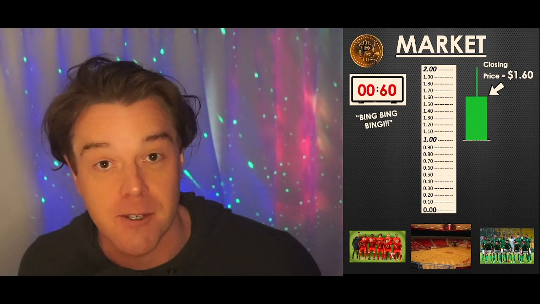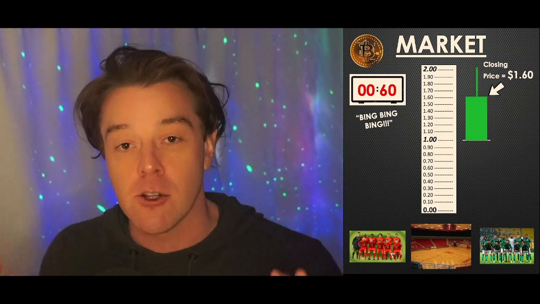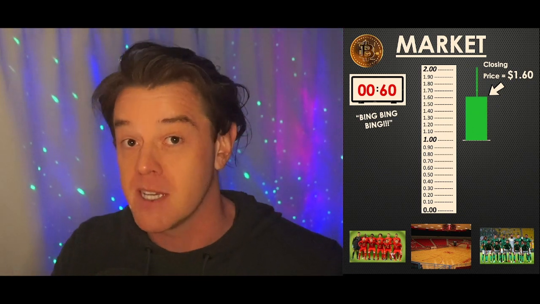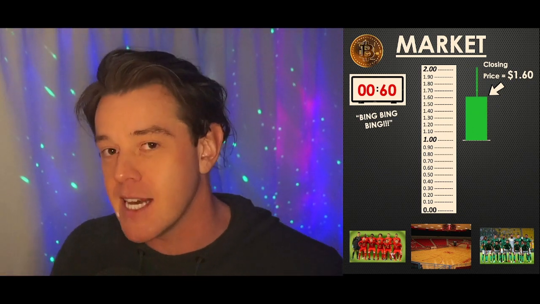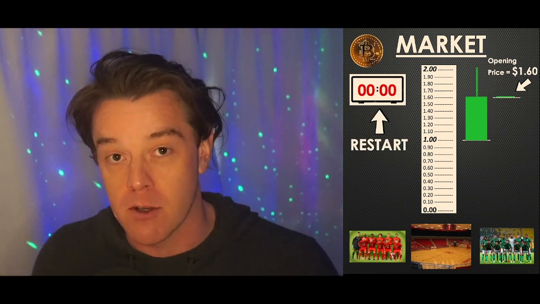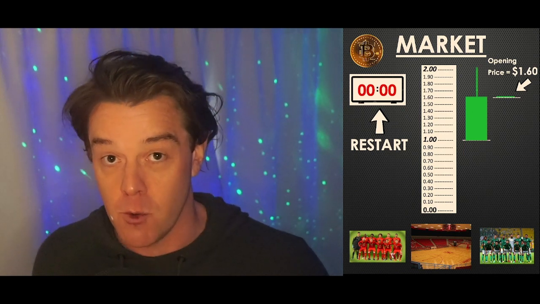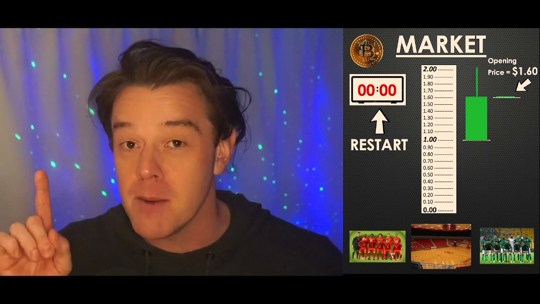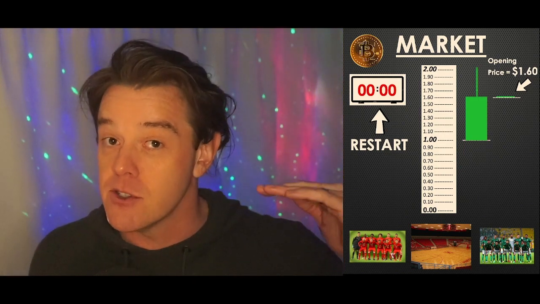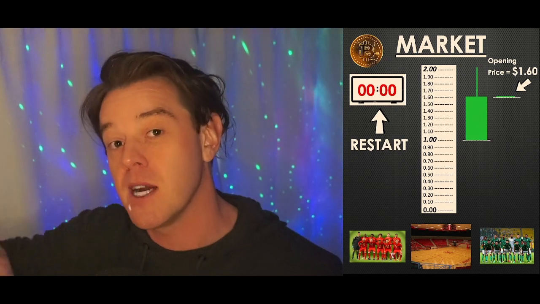The market closes. So now we have a closing candle price. The candle has printed because it's the end of the hour. The moment the candle prints, the next candle begins where the closing price was for the first candle. So what this means is the opening price of every candle begins at the previous candle's close, and that's why candlestick charts move up and down the way that they do.